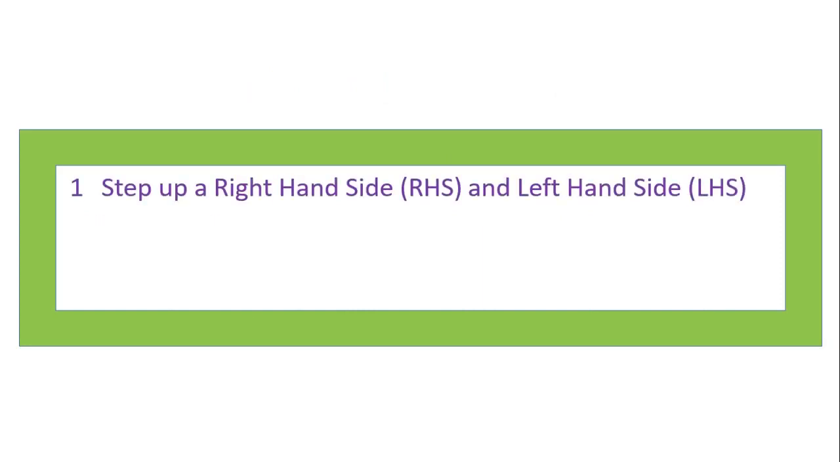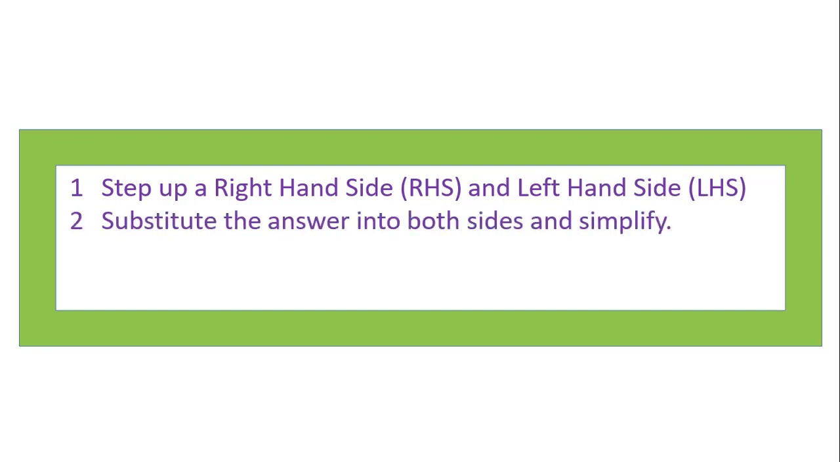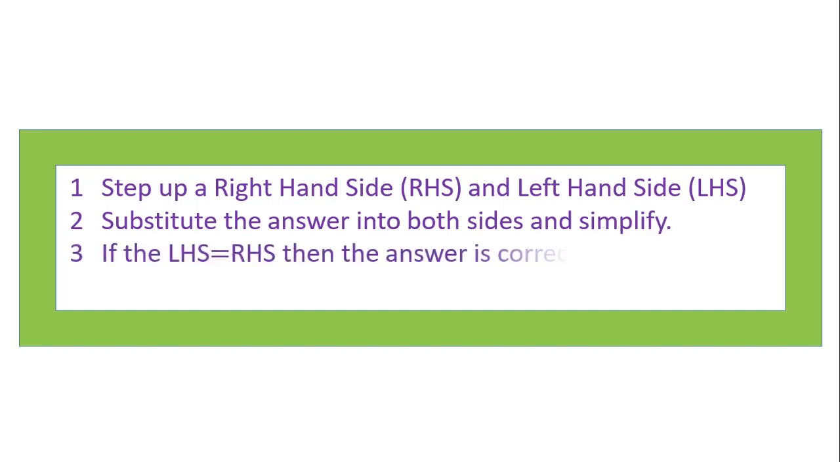Firstly, set up a right-hand side and a left-hand side. Secondly, substitute the answer into both sides and then simplify. And the third step, if the left-hand side equals the right-hand side, the answer is correct. Otherwise, the answer is incorrect. Now, these steps might sound a little bit strange, but watch the examples and then they will make perfect sense.